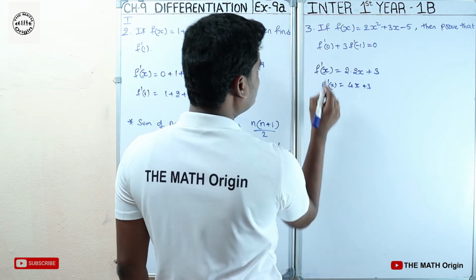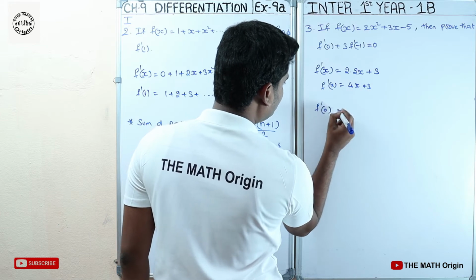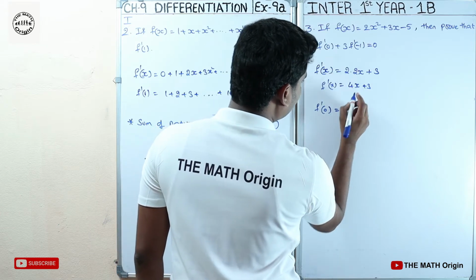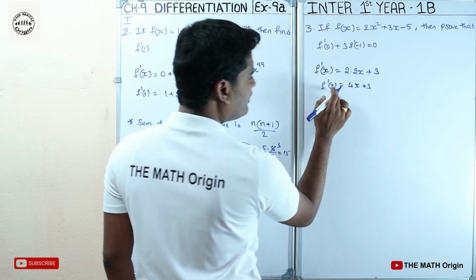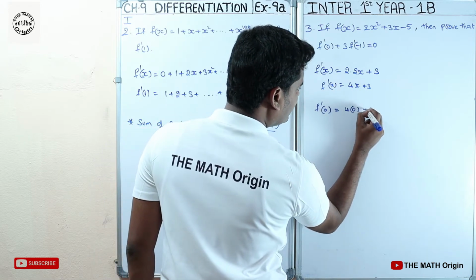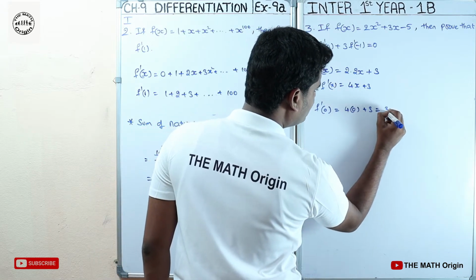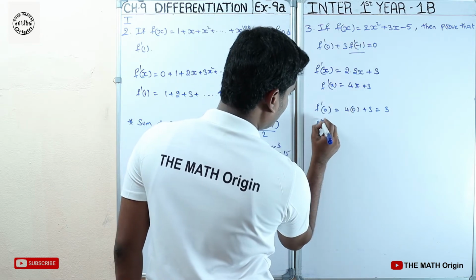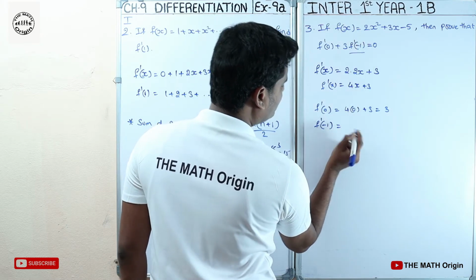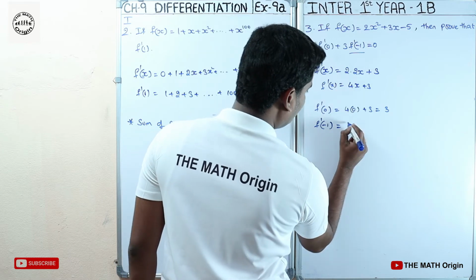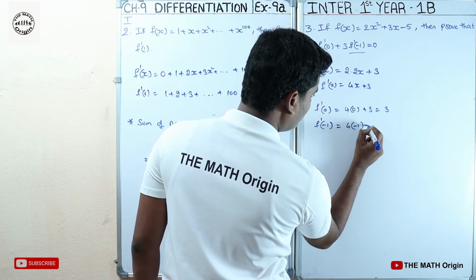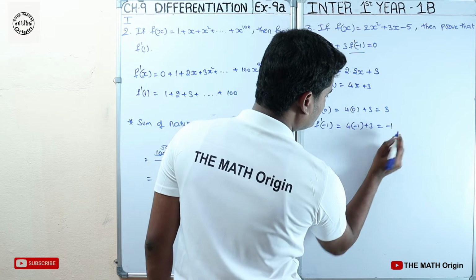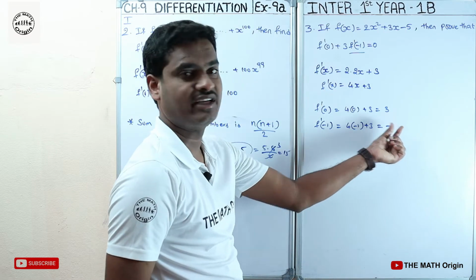Now let's find f'(0). In place of x let's substitute 0: 0 plus 3. Therefore that equals 3. Now let's take f'(-1). Therefore that equals 4 into minus 1 plus 3, which is minus 4 plus 3, that is minus 1.